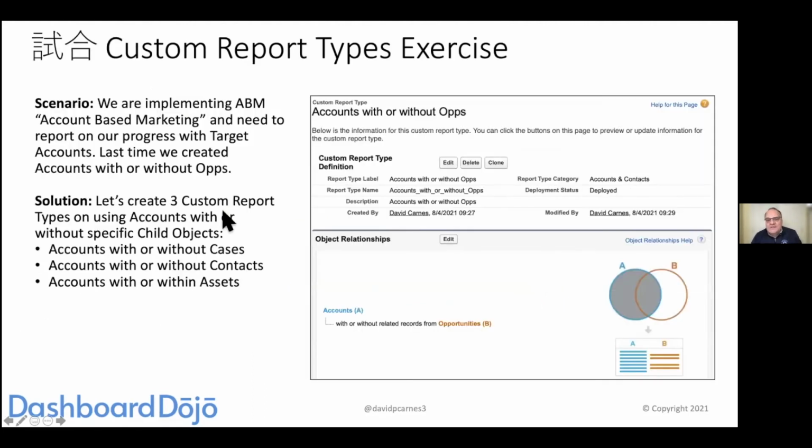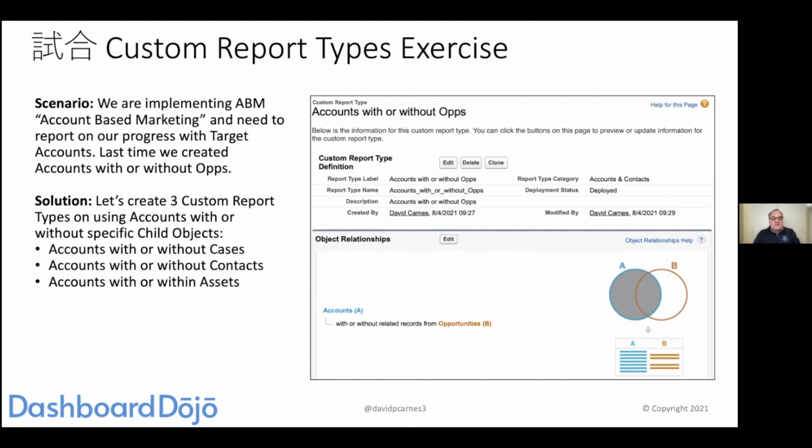Let's actually have you punch out three custom report types really quickly. If we're embracing account-based marketing, this is our scenario, ABM, and we need to report on progress with target accounts. A great way to support this is to create these few report types. One of them would be accounts with or without opportunities. That's kind of an obvious one, so that we could report on our target accounts. Give me all the target accounts, and if they have open opportunities, great, show me those too. But if they don't have open opportunities, still show me the targets.